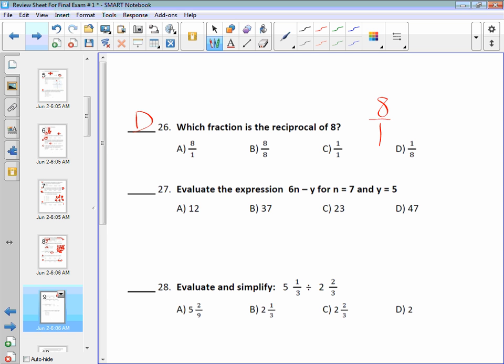All right, 27. I think you're going to be okay with this one. You just substitute the values in. Did you get B? Yep. Good.